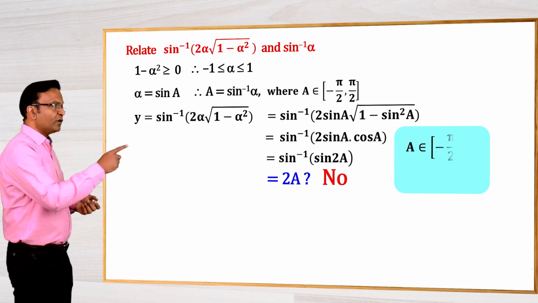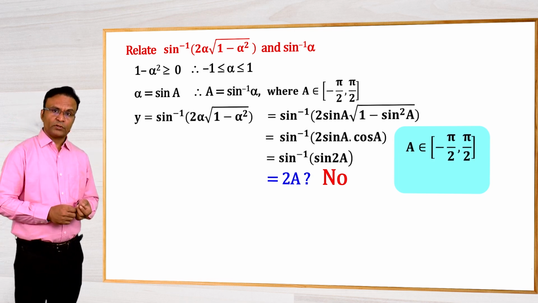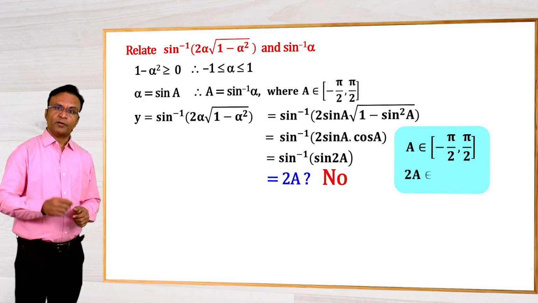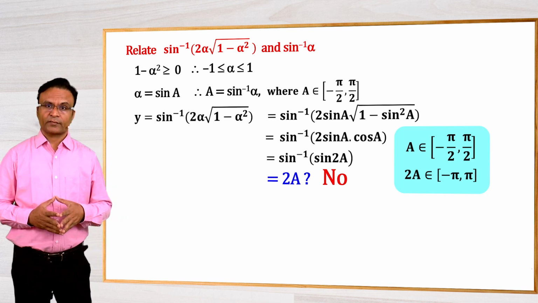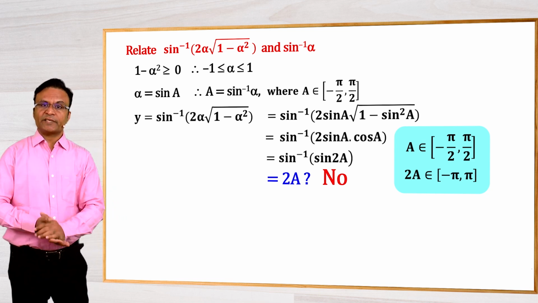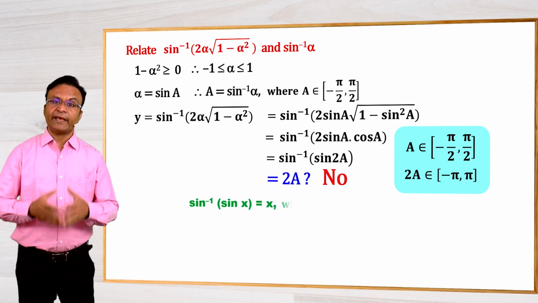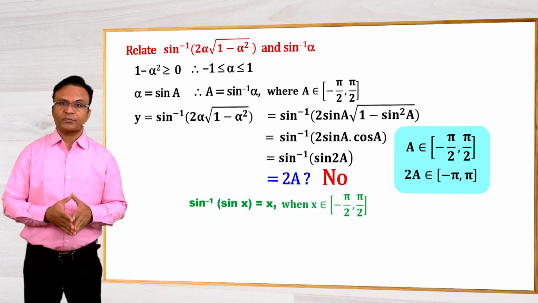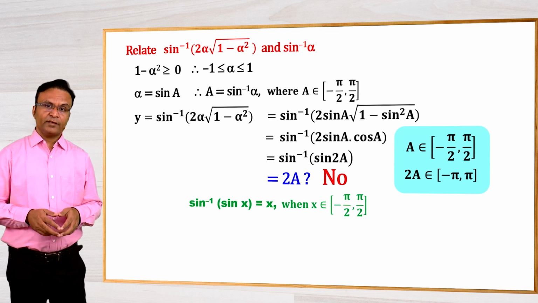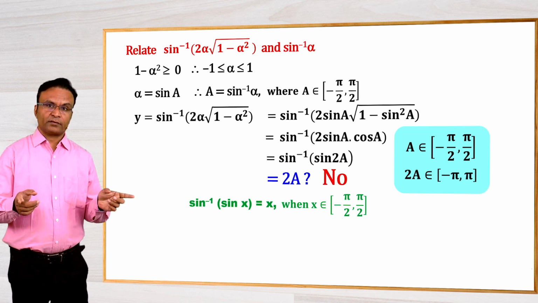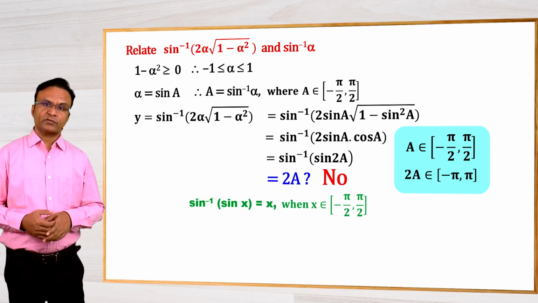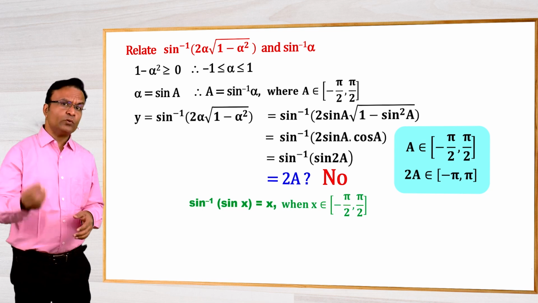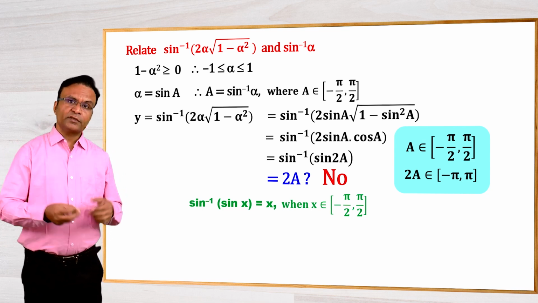The reason is A belongs to minus pi by 2 to pi by 2. That means 2A belongs to minus pi to pi. These are not principal values of sine inverse function. We know sine inverse of sin x is x only when x belongs to minus pi by 2 to pi by 2. Here the values are overflowing. The values of 2A are minus pi to pi. So this is not 2A. It will be 2A, but with some restrictions.